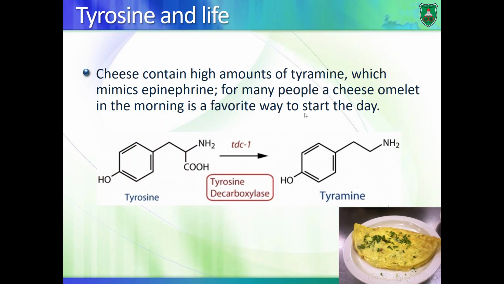Now, an interesting point here is that people usually have cheese at breakfast. They do so because cheese contains tyramine, which looks like epinephrine and acts like epinephrine, and it is made from tyrosine. That is what gives energy to individuals during the morning, and that's why egg is a common dish for breakfast.